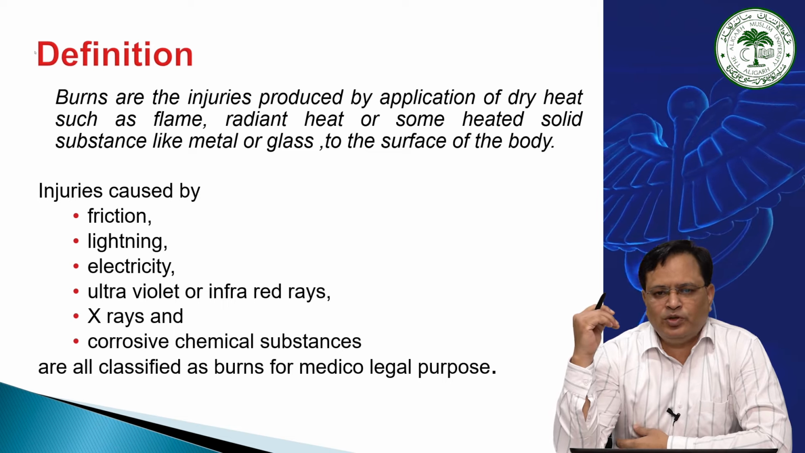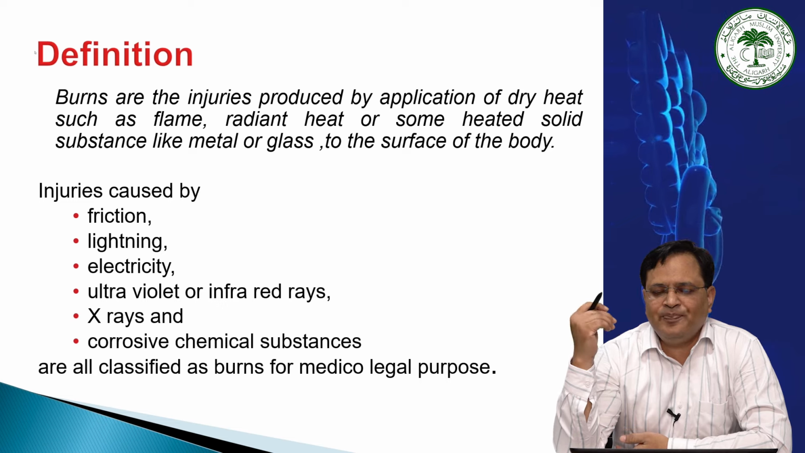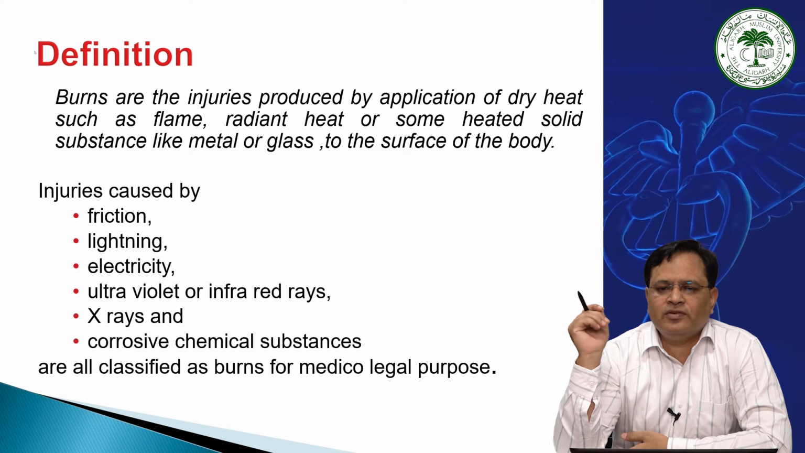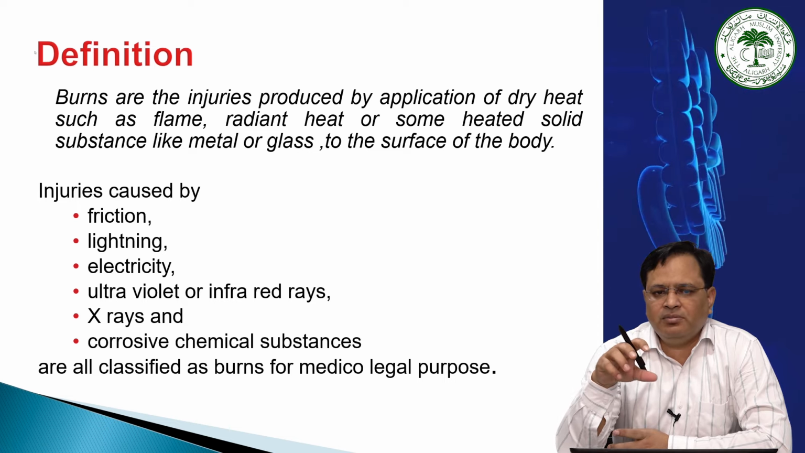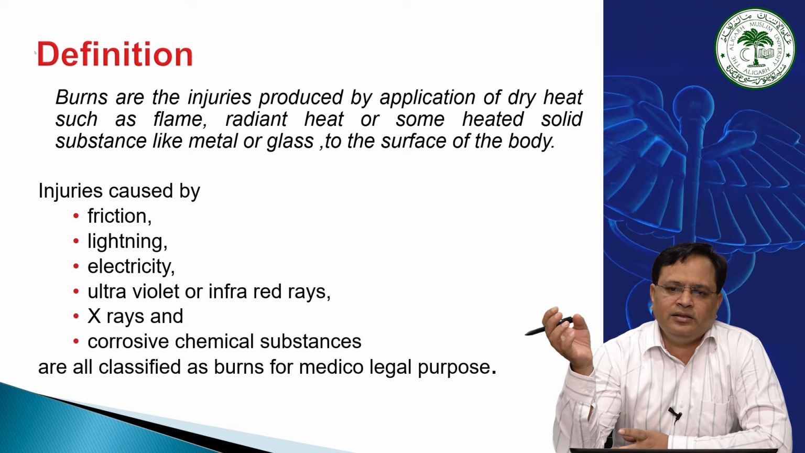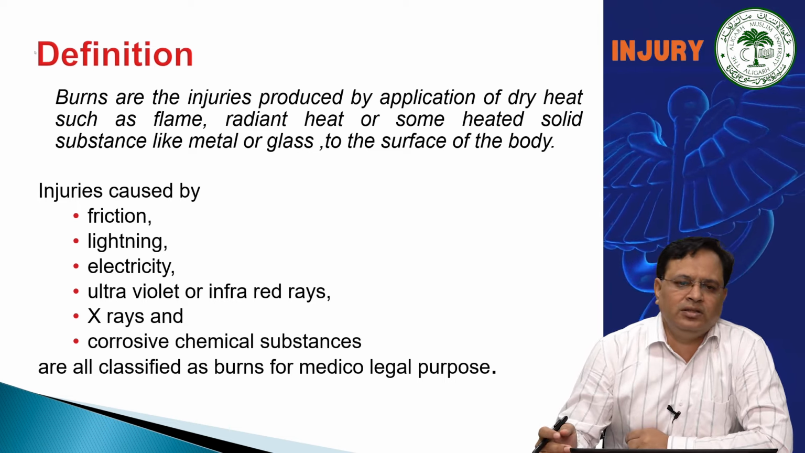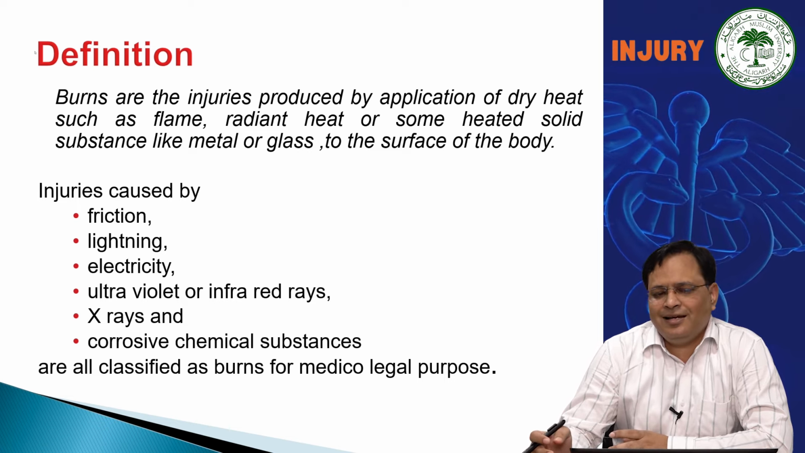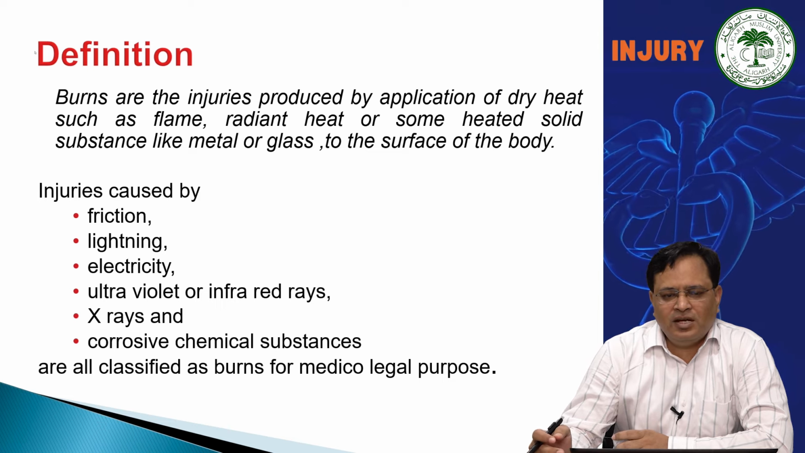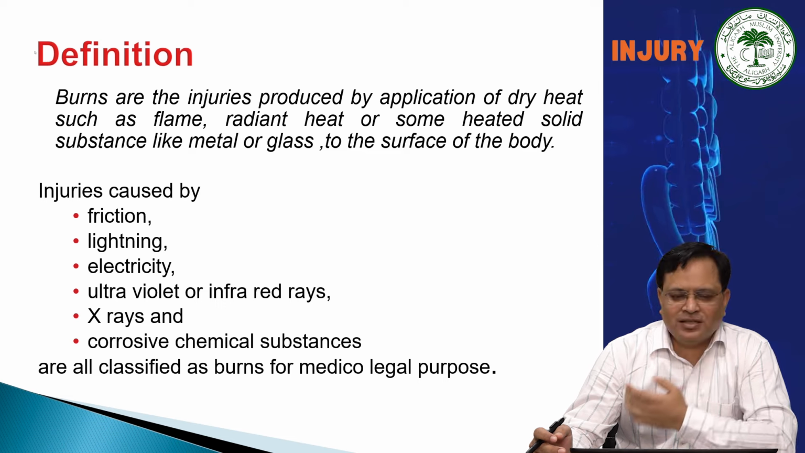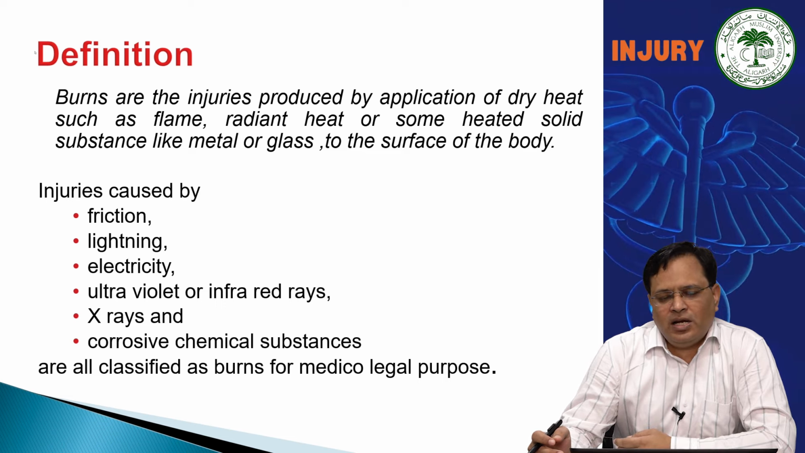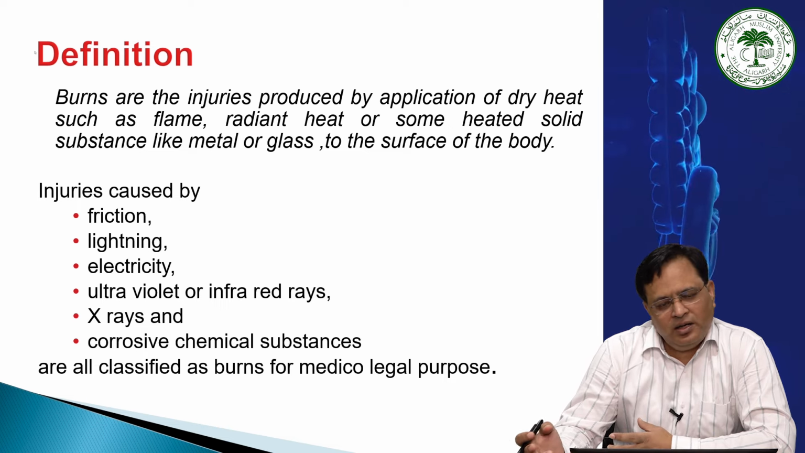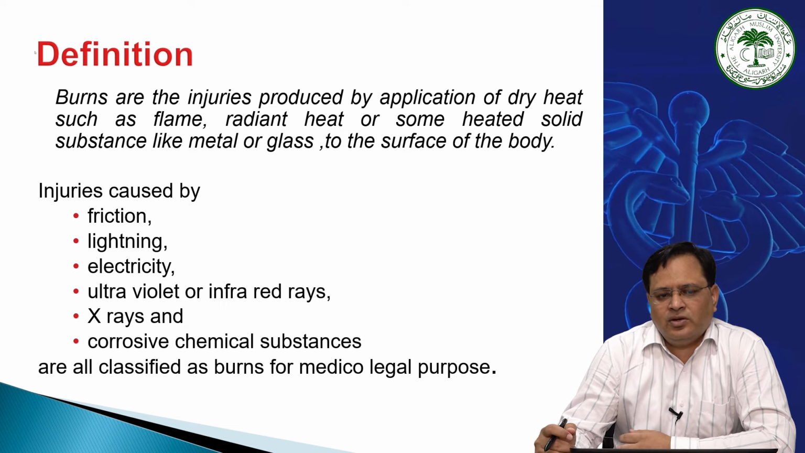Burns are injuries produced by application of dry heat such as flame, radiant heat, or some heated solid substance like metal or glass to the surface of the body. So generally we have a complete dry heat, and that heats the tissue, and that causes injury. Injury may be caused by friction, which can also burn, or lightning, that is another source of dry burn. Electricity, that is another source. Ultraviolet or infrared rays may mimic a completely dry burn, and so can X-rays and corrosive chemical substances.